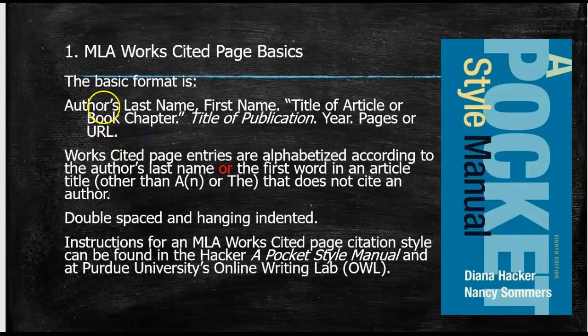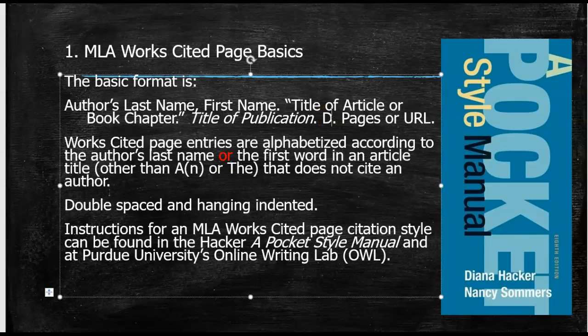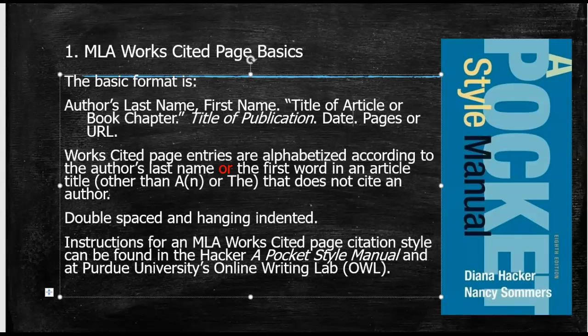That you need the author's name, author's last name, first name, the title of the article, and notice it's in quote marks, the title of the publication, which is italicized, the date. Actually, I'm going to change this, it is actually going to be date, so you're going to day, month, year, and the pages or the URL. So the entries are alphabetized according to the author's last name or the first word in an article title, in case you have an article that doesn't have an author. You're going to double space them because MLA is double spaced.